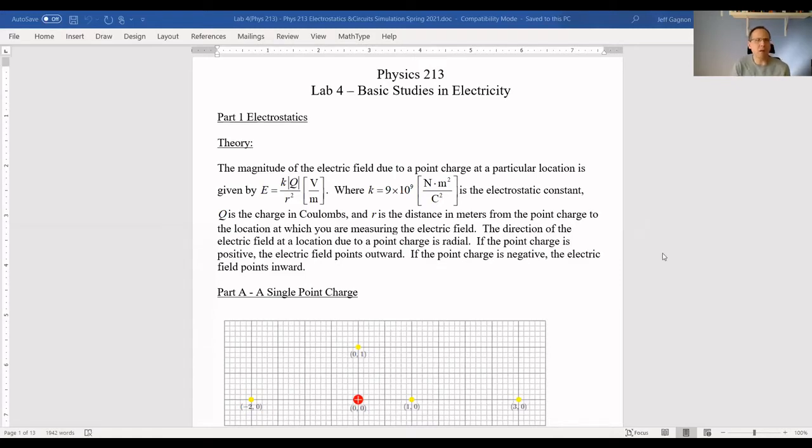Hello, everyone. Welcome to Physics 213. This is Lab 4, which is going to be on basic studies in electricity. And we're going to be talking about two different topics. So the first topic is going to be electrostatics. Basically, we're going to be computing the electric field due to point charges. And I'll explain the background on that in a minute. And then the second part is going to be on circuit analysis, basic circuit analysis.